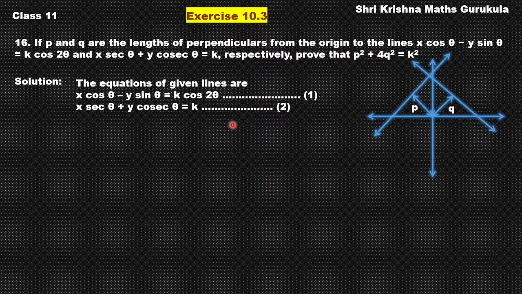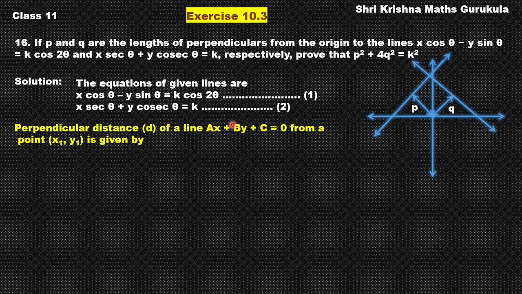Clear? We have already discussed a formula to find the perpendicular distance from a line to a particular point, or from a particular point to the line. What is that? The perpendicular distance d of a line ax plus by plus c equal to 0 from a point x1, y1 is given by d is equal to modulus of ax1 plus by1 plus c, whole divided by root of a square plus b square.